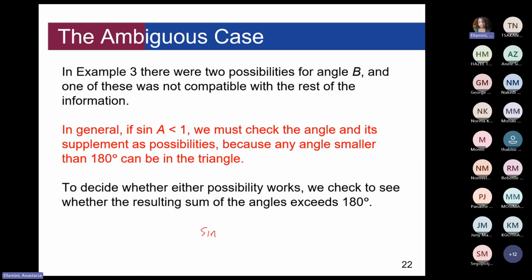Yes, ma'am. In this case, our sine B was equal to half. And we know half is less than 1. Then we must check the angle and its supplementary as possibilities. We got 30 degrees, its supplementary was 150 degrees, because any angle smaller than 180 can be in the triangle. Does it make sense? We explained that part, isn't it?